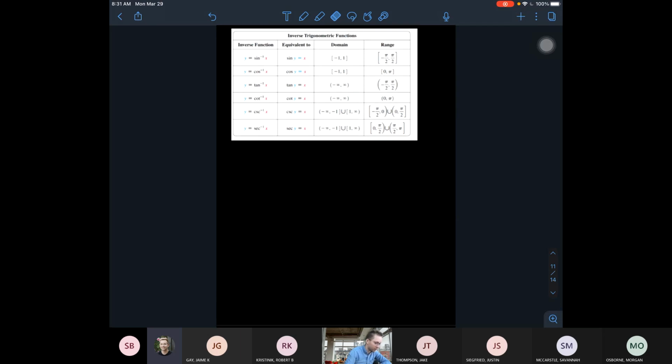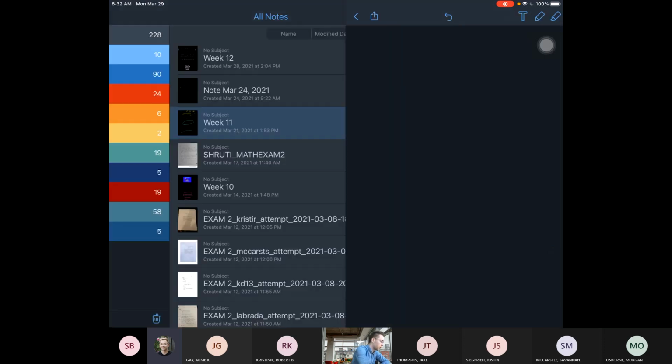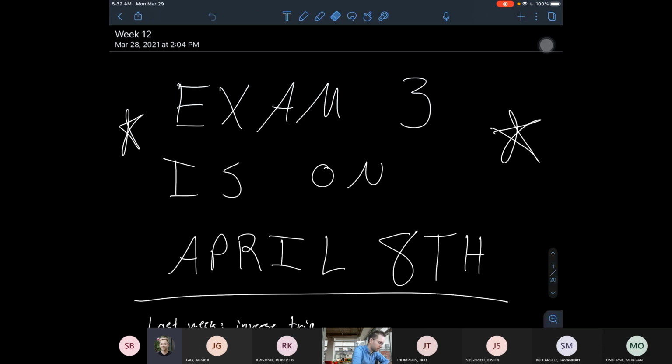Last week, last couple of weeks, we've been talking about these trig functions. So what we're going to do this week, aside from the fact that tomorrow is a wellness day, so we don't have any class tomorrow, is we're going to continue talking about trig, and dig a little bit deeper into this trig stuff and do some more complicated examples.